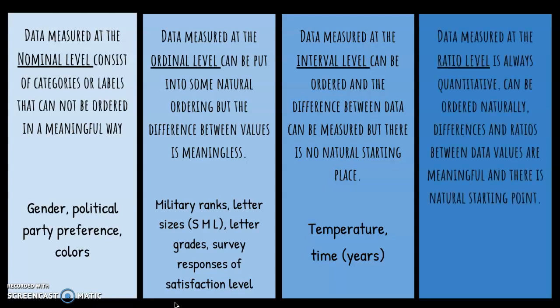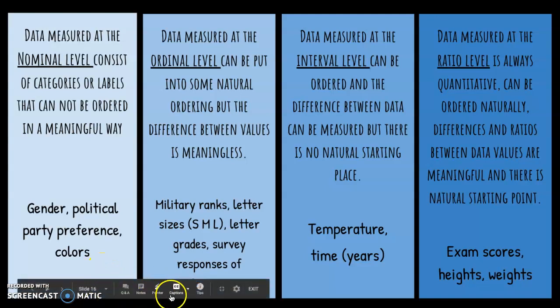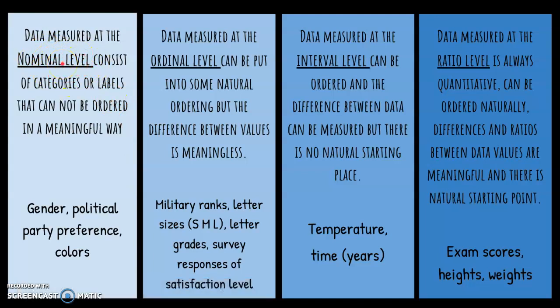And then finally, most quantitative data is going to be measured at the ratio level. Data measured at the ratio level is always quantitative and can be ordered naturally. Differences and ratios between data values make sense, and there is a natural starting point. So a lot of things are measured at the ratio level. For example, exam scores, or scores on an assignment in a class, heights, weights. A lot of quantitative data gets measured at the ratio level. And also keep in mind that the nominal level is only going to be categorical or qualitative data.